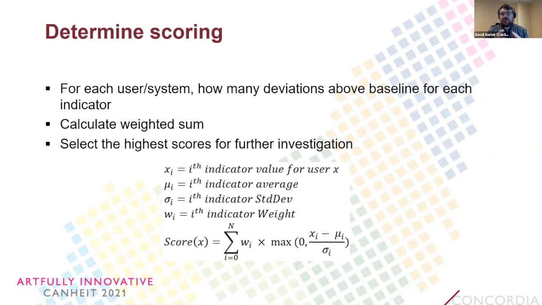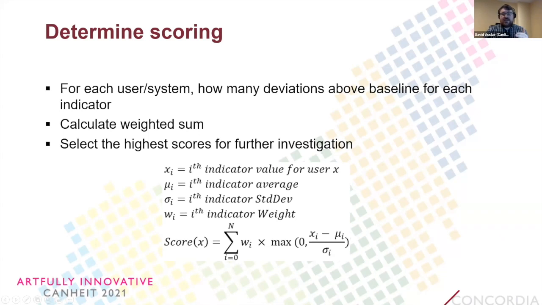So now that we've got a behavioral baseline, we can determine scoring for each user or system. We'll need to calculate how many standard deviations above the baseline they're scoring for each indicator. We're only considering scores above the baseline, so we're clamping the lower bound at 0. Any scores below 0 will be automatically bumped up to 0.